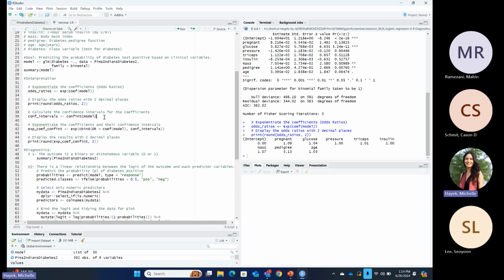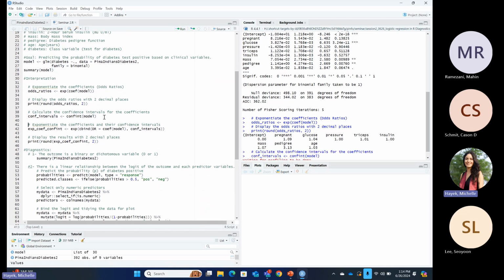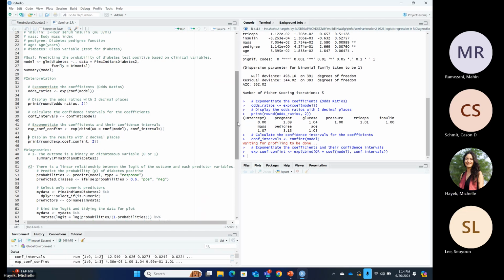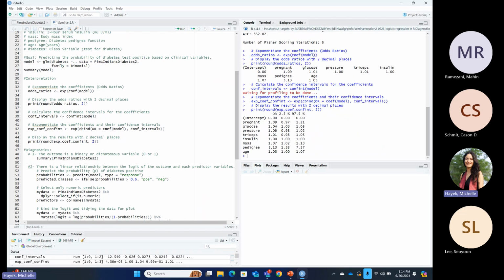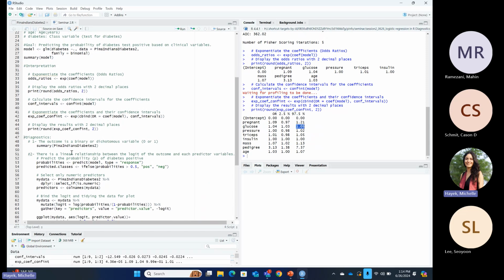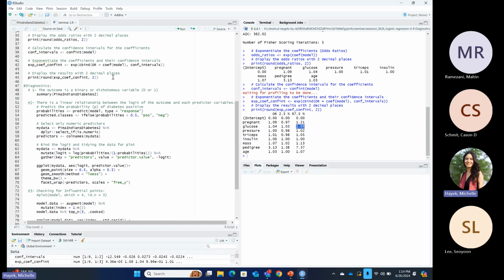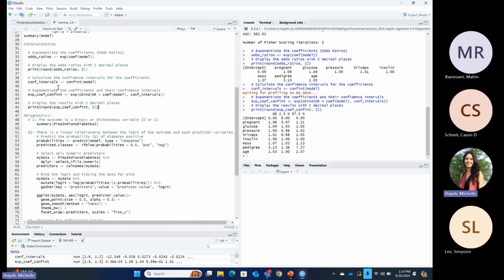We can also print the confidence intervals for each of these coefficients. So we can see the range. So glucose ranges from 1.03 to 1.05, and it's significant. Mass was also significant, and we can see the ranges. So this is a general description of how the logistic model works and how we implement it and determine the results.